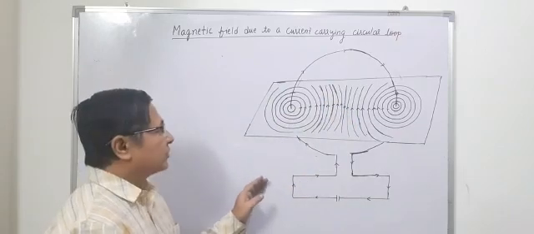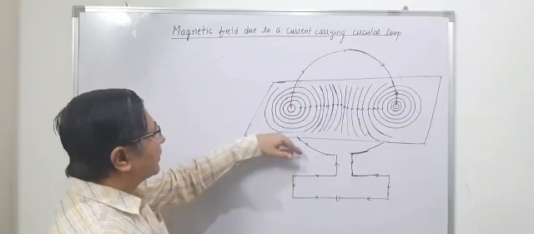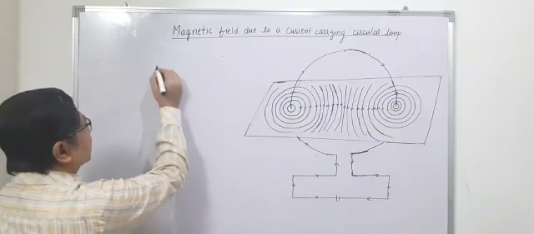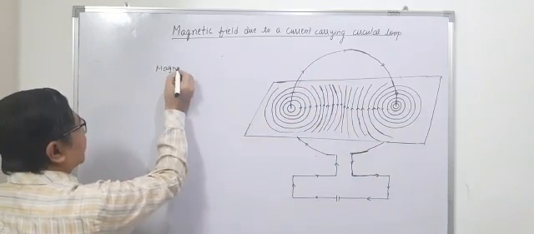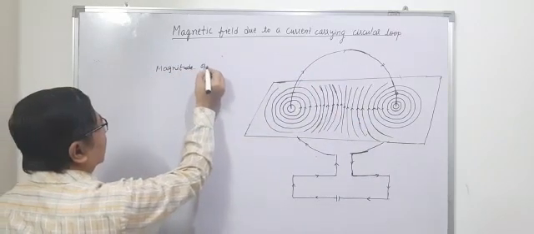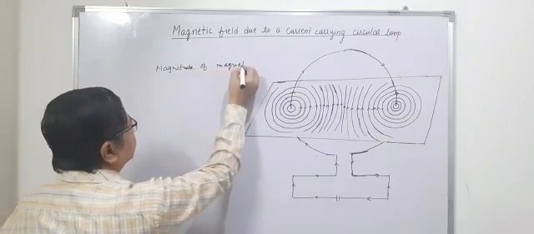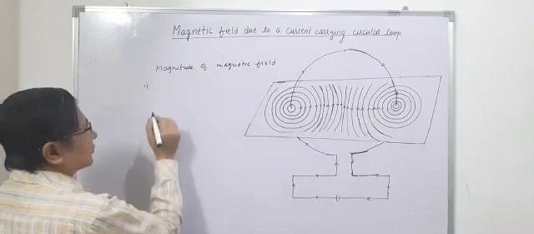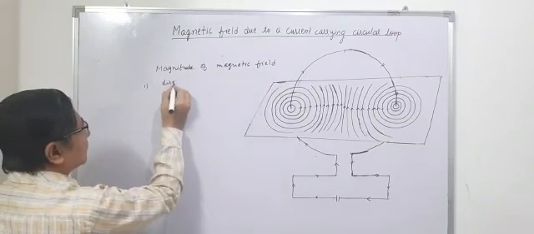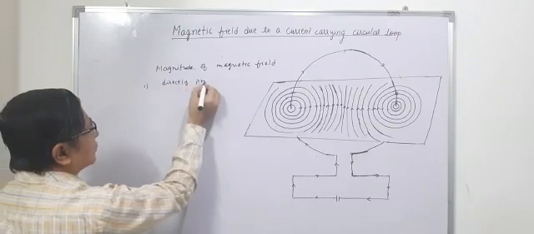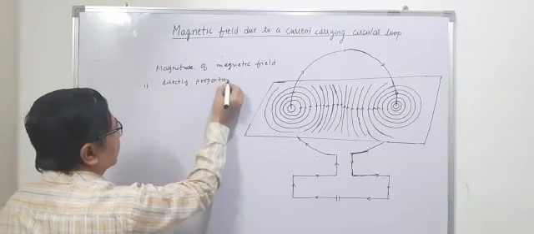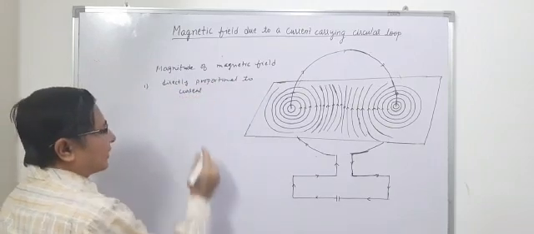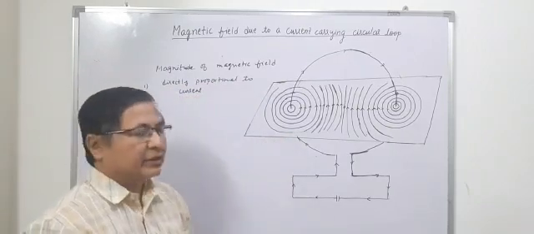Now let us talk about what factors the magnitude of the magnetic field depends on. First, it depends on the current. So it is directly proportional to current. That means if we increase the amount of current here, the magnetic field will increase.